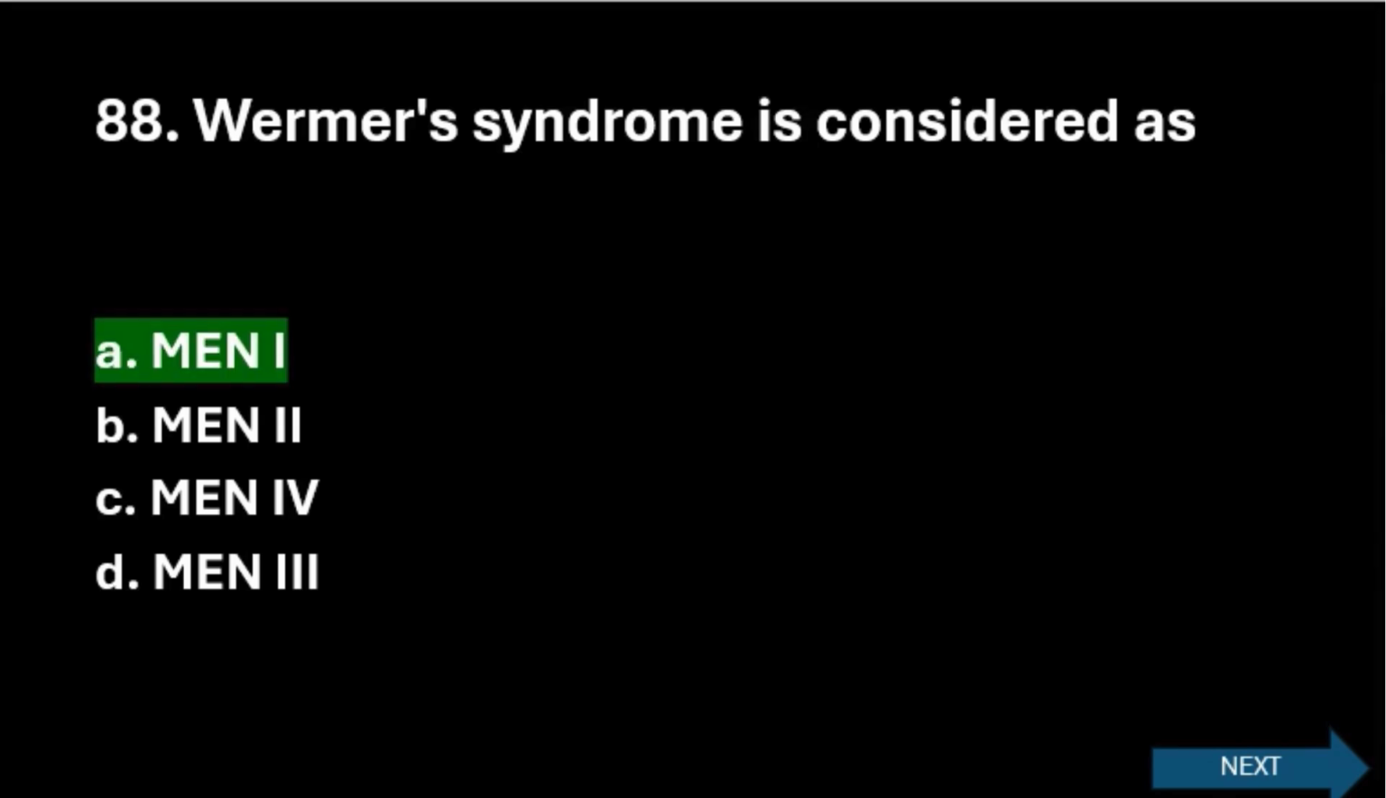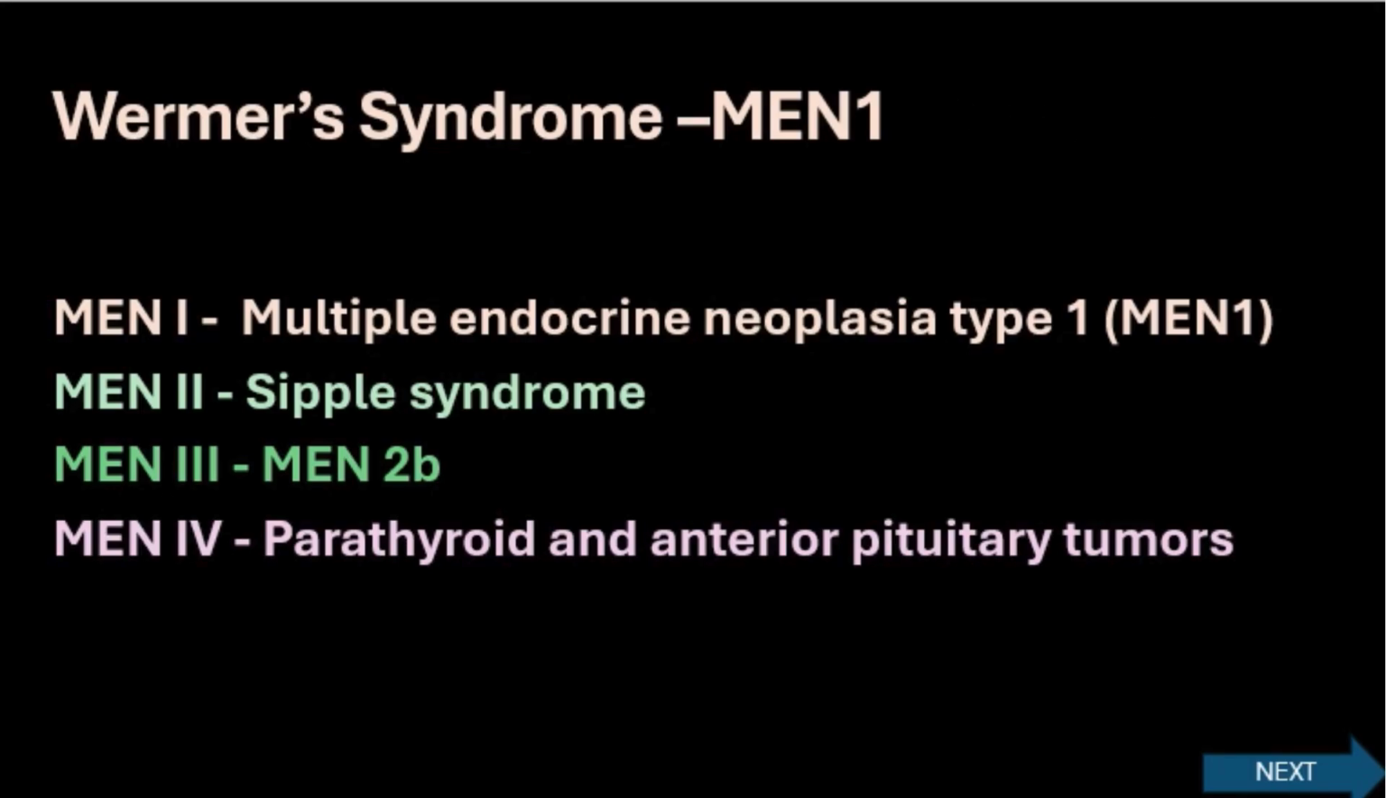Let us see what Wermer's syndrome is. MEN 1 is multiple endocrine neoplasia type 1. That is Wermer's syndrome. MEN 2 is otherwise known as Sipple syndrome. MEN is multiple endocrine neoplasia, with type 1, type 2, type 3 and type 4. So MEN 2 is Sipple syndrome. MEN 3 is also known as MEN 2B, and MEN 4 affects the parathyroid and anterior pituitary tumors. So these are the memory tips for this particular question.